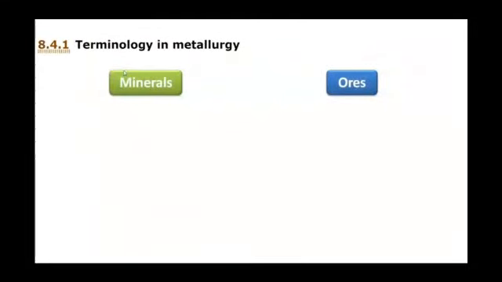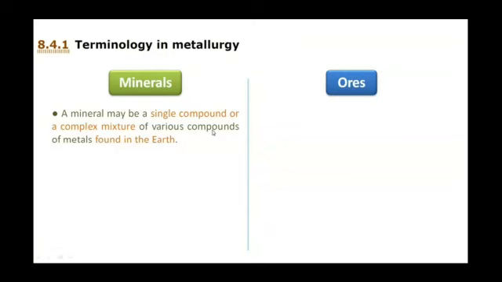Next concept is terminology in metallurgy. Here, we will learn about some basic terminology in metallurgy. First, we will learn about minerals and ores, metals and non-metals. Whatever it may be, everything is obtained from the earth crust. So whatever we are getting from the earth is called a mineral. A mineral may be a single compound or a complex mixture.